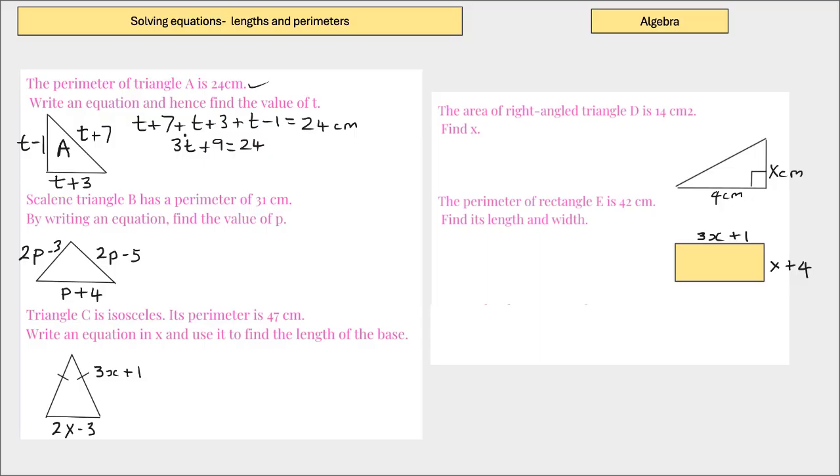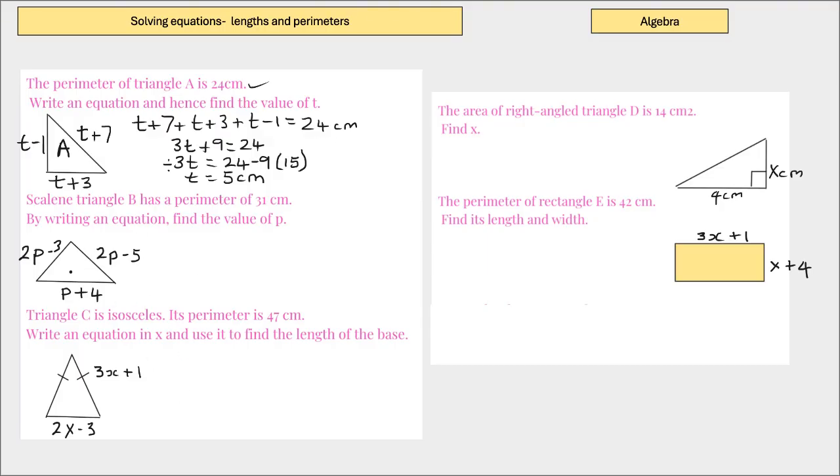Remember, the objective is to get t, to find our unknown. So to do that, we need to get rid of this number. It's a plus 9, so it gets over the equal sign. It becomes a negative, which gives us 15. And then we're going to divide that by 3 to get t on its own. So the answer is 5 centimeters. And if you want to check your answer, you can rewrite this out, but instead of putting t there, put your 5, and it should all add up to 24.